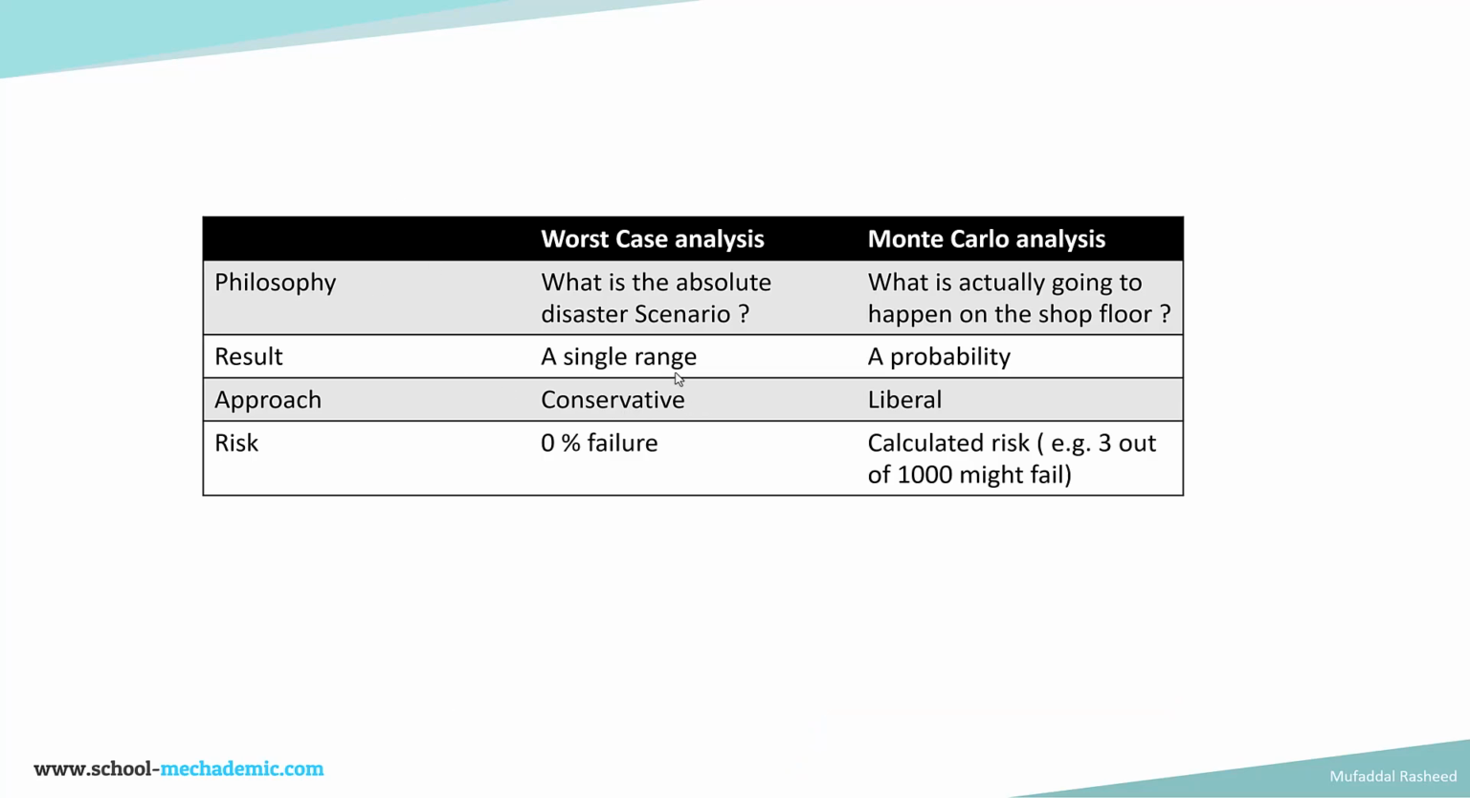The result: we are getting a single range in worst case analysis, whereas in Monte Carlo, we are getting a probability distribution. The approach is conservative in worst case, and liberal in Monte Carlo. We are doing a calculated risk. The risk is that there will be 0% failure in worst case analysis. We are considering 0% failure. Whereas in Monte Carlo analysis, there is a calculated risk. For example, 3 out of 1,000 might fail. So there is always a calculated risk with Monte Carlo analysis.